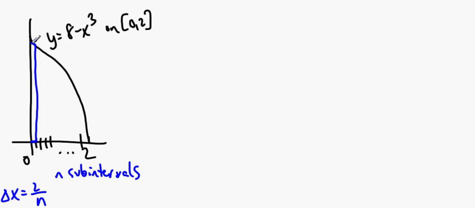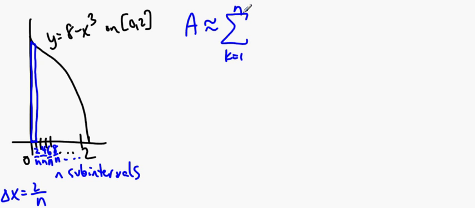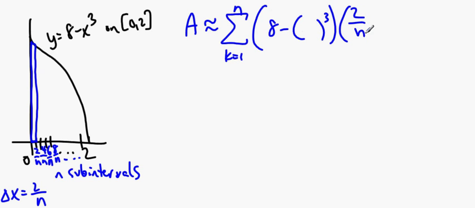And when we go to do a right rectangle approximation method, this height is determined by this function evaluated at that x value. Well, this x value is 2 over n, and this x value is 4 over n, and this x value is 6 over n, and that x value is 8 over n, and so on. So when I go to find area, I'm going to take the sum over n rectangles of 8 minus somebody cubed times the width of each subinterval. What's that somebody? Well, the first somebody is 2 over n, and the second somebody is 4 over n, and the third somebody is 6 over n. So this is 2k over n.